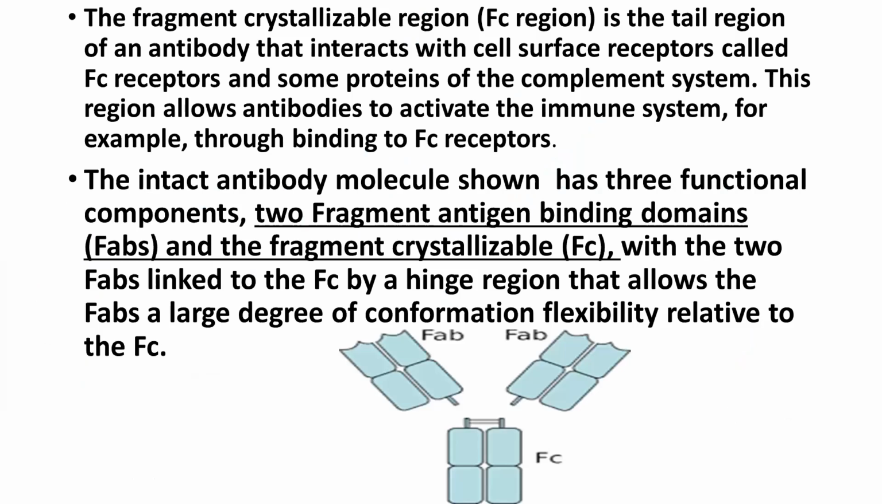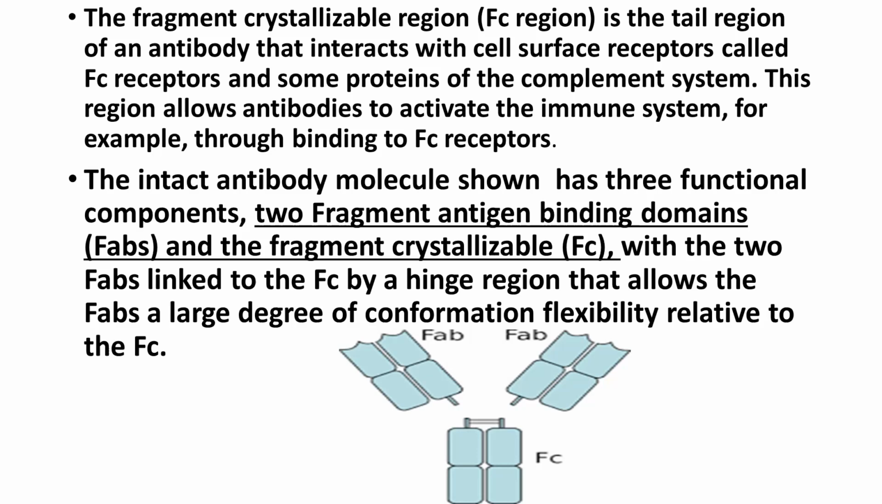The Fc region, also known as the fragment crystallizable region, is the tail region of an antibody that interacts with cell surface receptors called Fc receptors and some proteins of the complement system. This region allows antibodies to activate the immune system, for example, through binding to the Fc receptors.